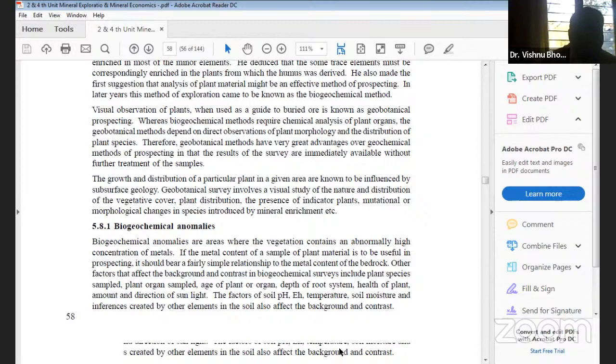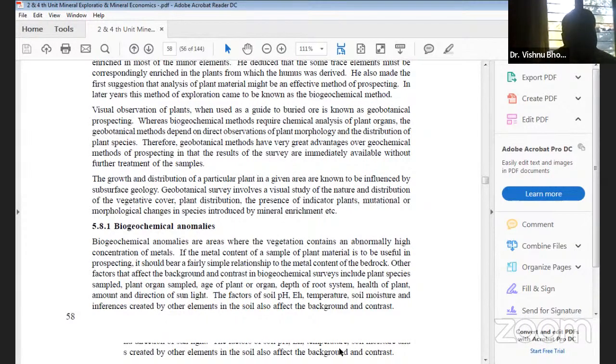So what type of sample is required? Definitely the plant roots, the plant bark, the plant leaves, and pollen grains also. We'll collect the pollen grains also. The growth and distribution of a particular plant in a given area is influenced by the surface geology. Yes, definitely it is impacted by the surface geological material.